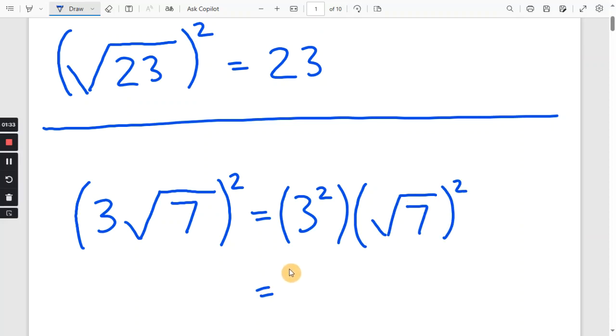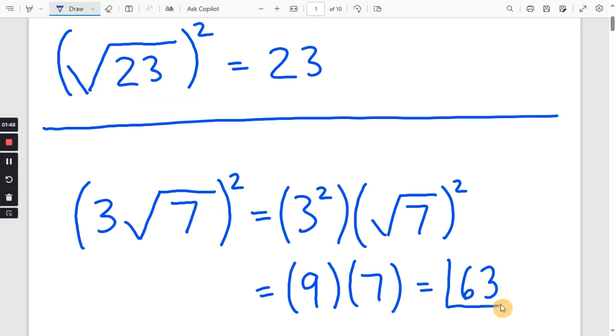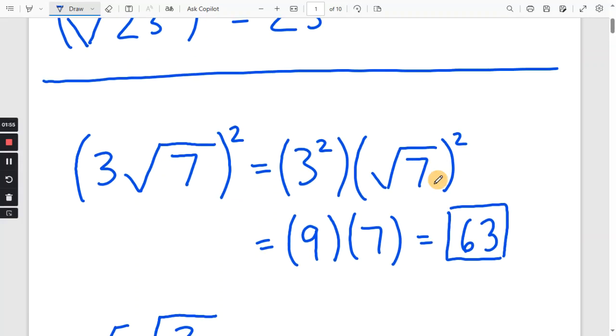So what's 3 squared? 9. Very good. That's 9. What's radical 7 squared? 7. Very good. And 9 times 7? 9 times 7 is 63. Good job. Everyone see that?